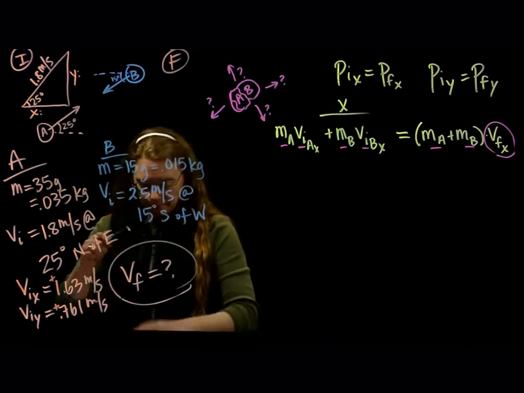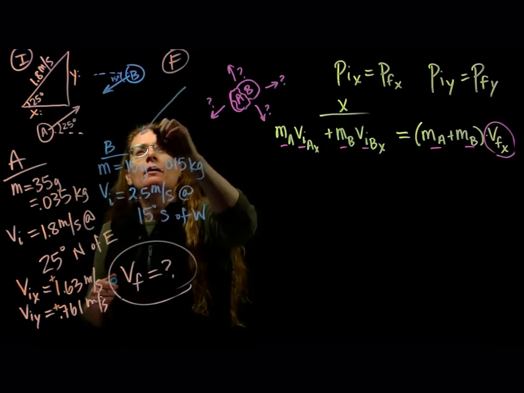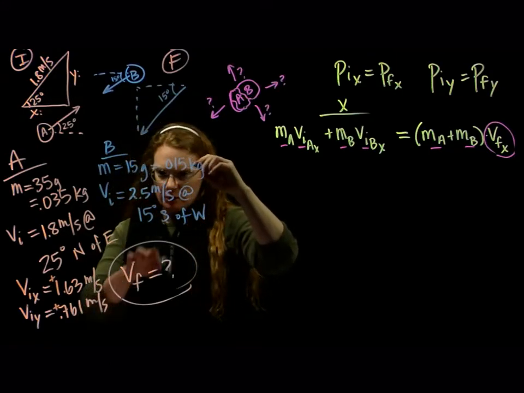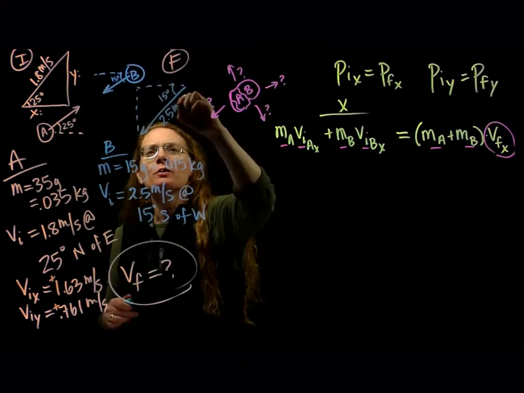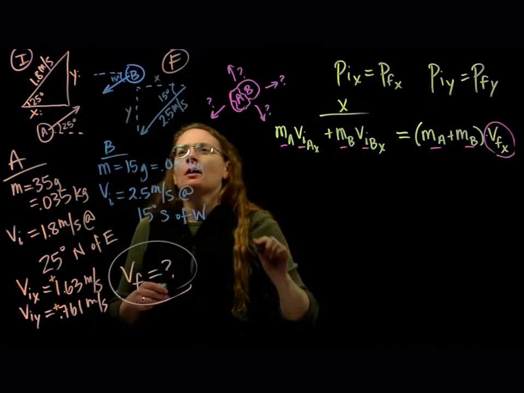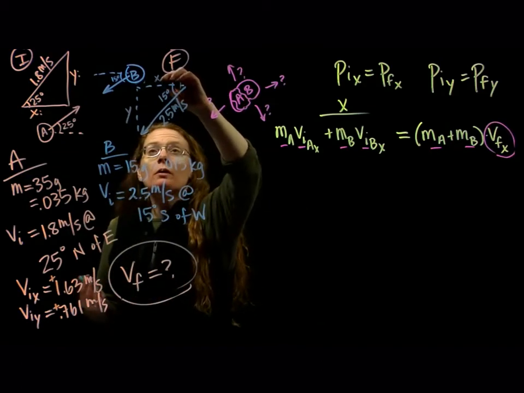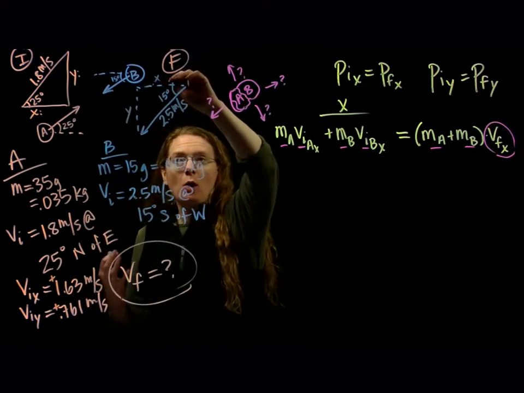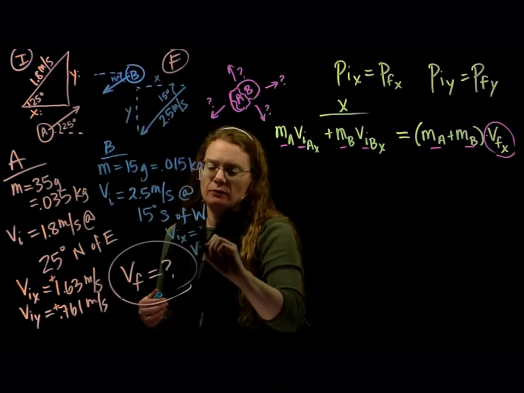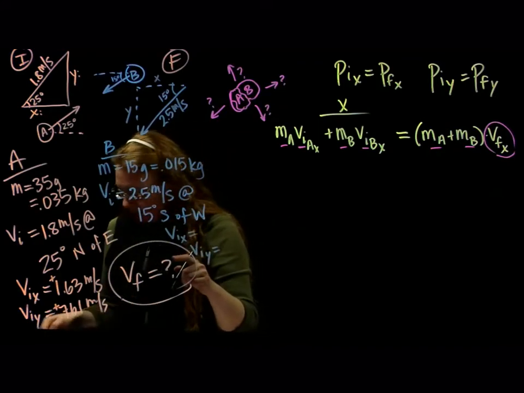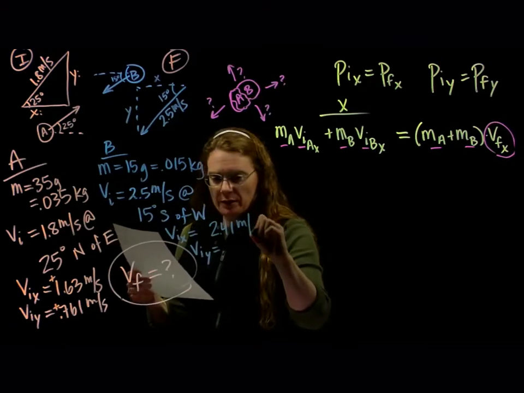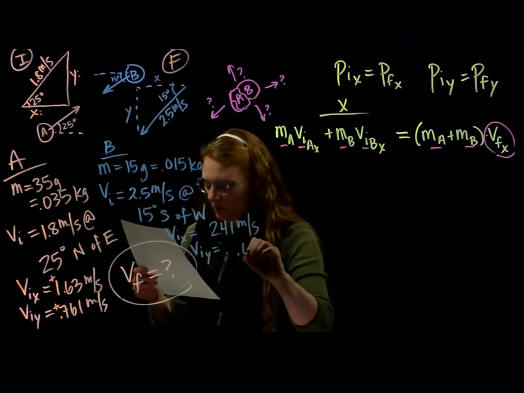How about this one? So we're given 15 degrees, and our initial velocity was 2.5 meters per second. Here, this is my y, and this is my x. Again, given this angle, my x is my cosine component. So v initial x and v initial y. V initial x was 2.41 meters per second. V initial y is 0.647.